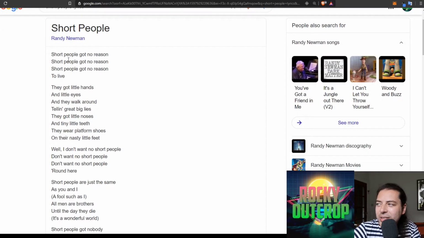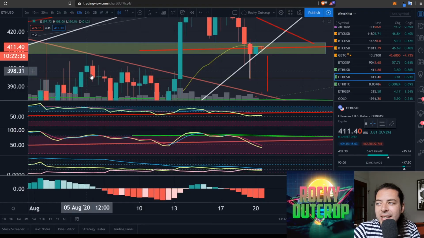And that song that I was singing at the start of this episode is Short People by Randy Newman. Look it up. Maybe short people got no reason in terms of trading. Do people have any reasons to be short? Have they got any reasons to be short? Like this guy, Randy Newman, is kind of saying that they don't in that song.